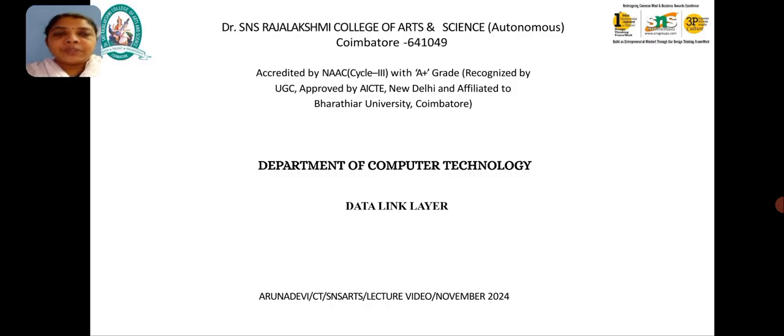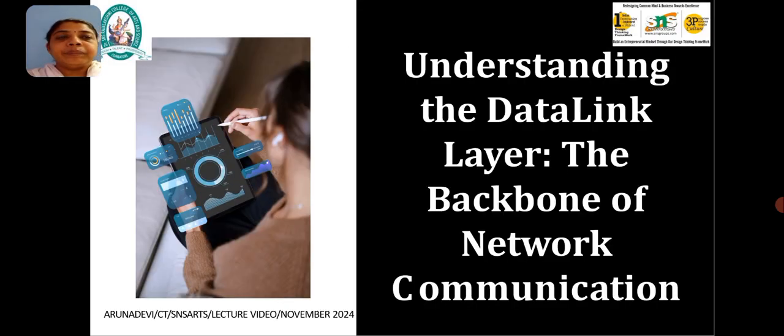Today we are going to see about the data link layer. The data link layer is the backbone of network communication. Why? Because after receiving the data from the physical layer, it is automatically converted into several data formats. That's why I am saying it is the backbone of network communication.